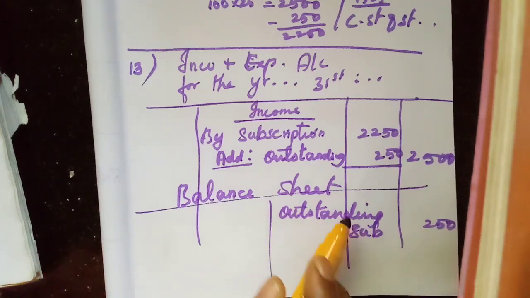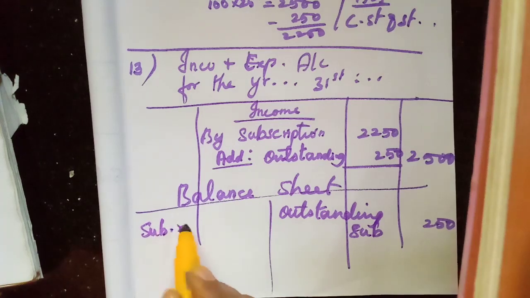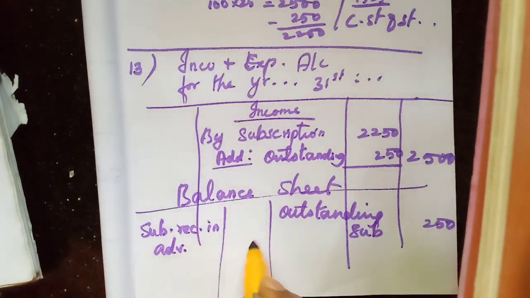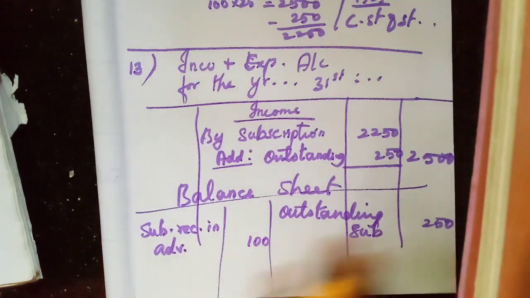Now, subscription received in advance. How many? 10 members had not paid, but 4 members had paid for the next year. So 4 into 25, 100. This they have paid already. So this one is received in advance.